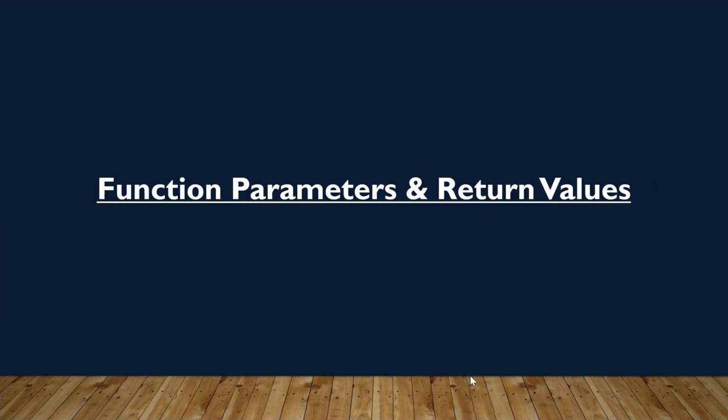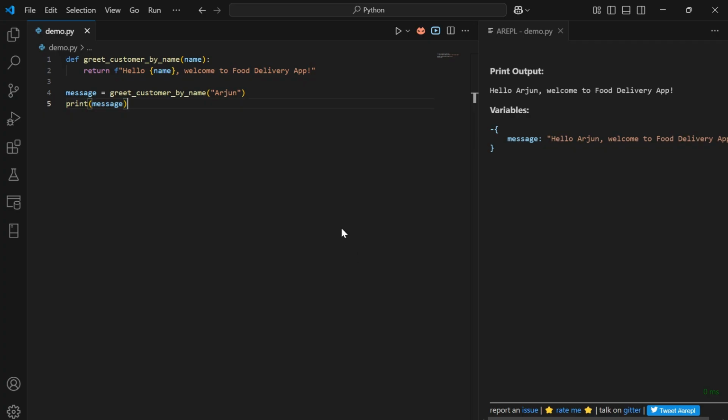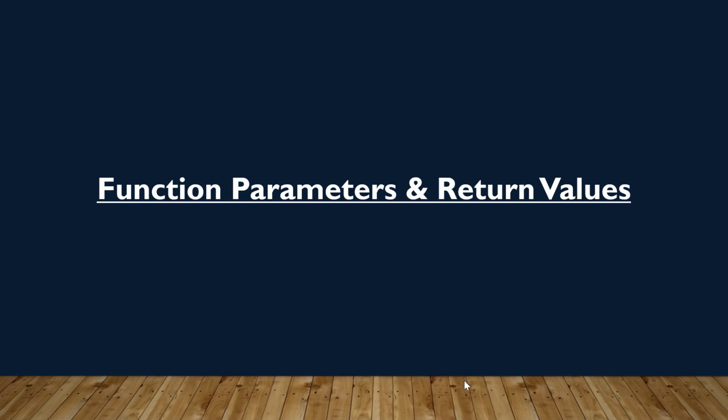Next, let's see function parameters and return values with an example. Let's consider a scenario. Let's say the user types their name. We want to greet them personally. For that scenario, I have created a function. It takes name as an input. So this function returns hello followed by the customer name. Welcome to the food delivery application. So for this function, I am passing Arjun as a parameter. So this function returns hello Arjun. Welcome to food delivery app as a response.